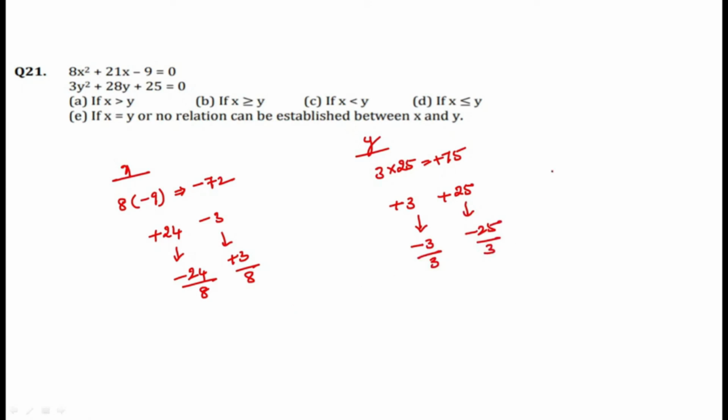For the final comparison, take the x values as constants: minus 24 by 8, minus 3, minus 3, plus 3 by 8. The same way for y: minus 1, minus 25 by 3. You already know that a positive value is always greater than a negative value. Minus 9 is greater than minus 20 when you simply cross multiply. So the relation is x is greater than y.